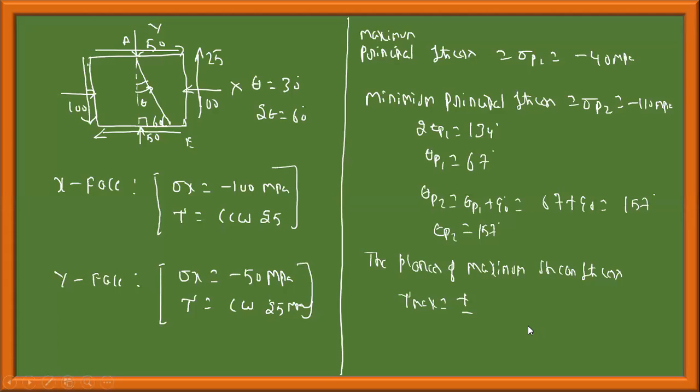Tau max is equal to 34.8 MPa. 2 theta S1, measured in the anti-clockwise direction, is equal to 44 degree, or theta S1, since it is measured in the anti-clockwise direction, is equal to 22 degree. Theta S2 is equal to theta S1 plus 90 degree, which is 112 degree.